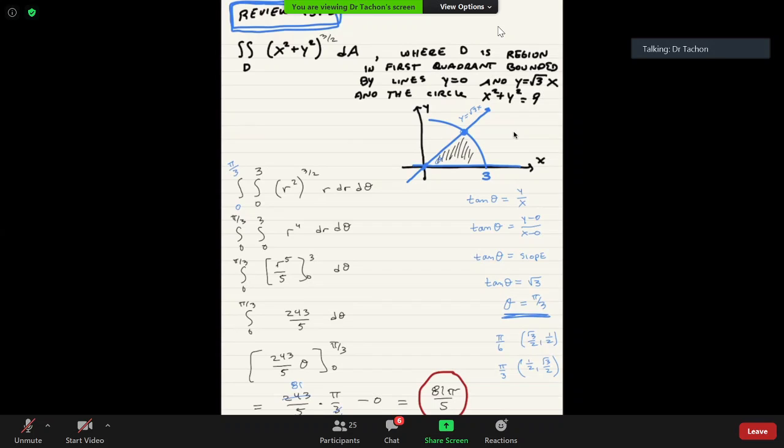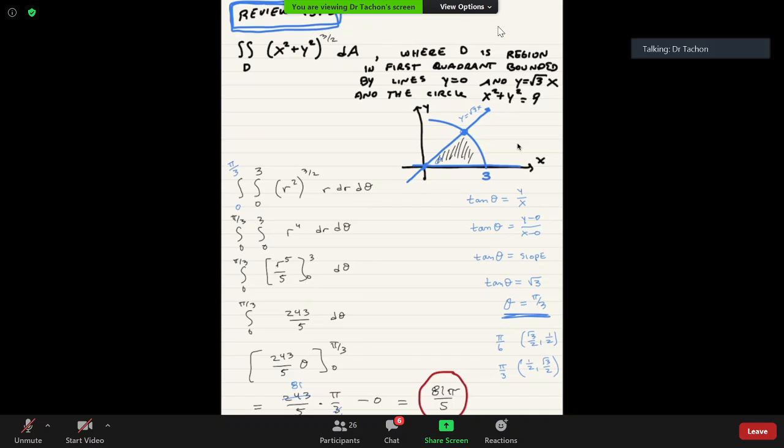It just makes everything so much more manageable. Do you have any questions on this one? Are you okay with how we got the theta bounds here? The inside bounds are the radius bounds, and then the outside bounds are the theta bounds. You're going counterclockwise, so this is going from 0 to pi over 3, the span of the angle, because it stops right here.